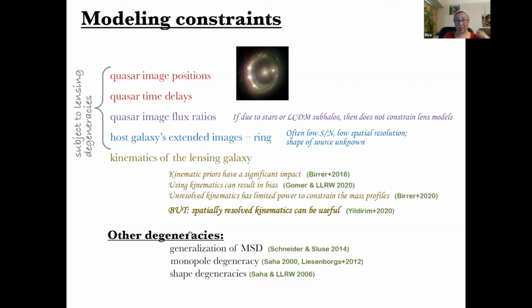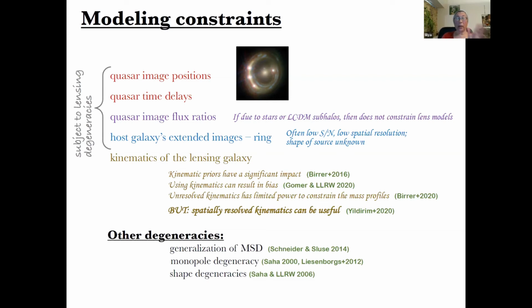Now, there are other degeneracies as well. So this is the mass degeneracy that I talked about. There's also a generalization of mass degeneracy, which is called the source position transformation. There's the monopole degeneracy. Again, its mathematically exact version is not a problem for determination of H0, but the approximate version can be a problem. And also there's a whole bag of shape degeneracies, which frankly speaking, we just don't understand very well. And they could be an issue. And I'll give you an example of shape degeneracies in a minute.